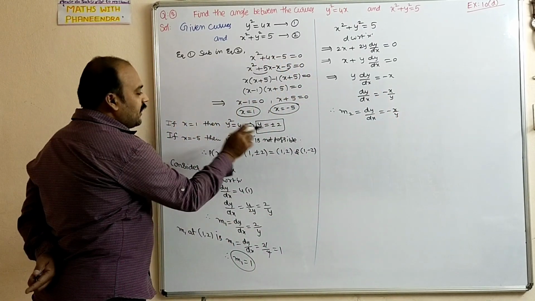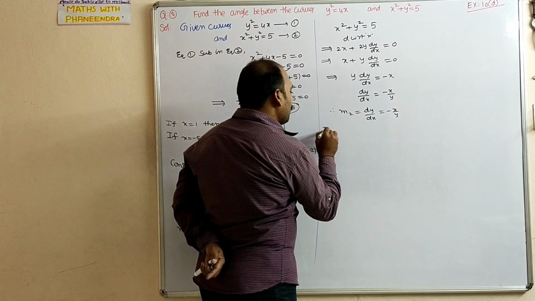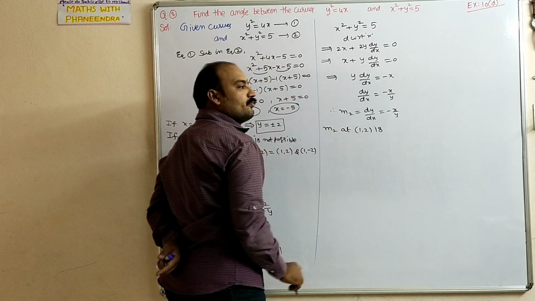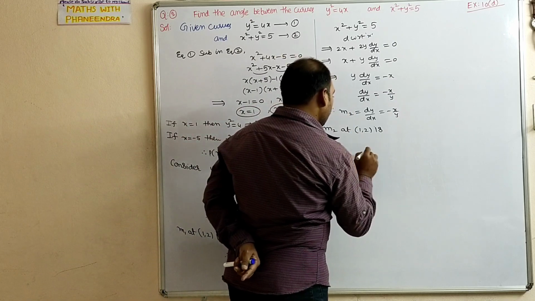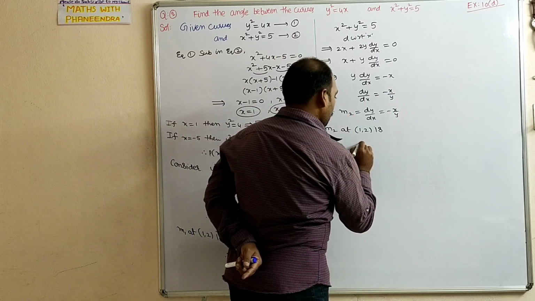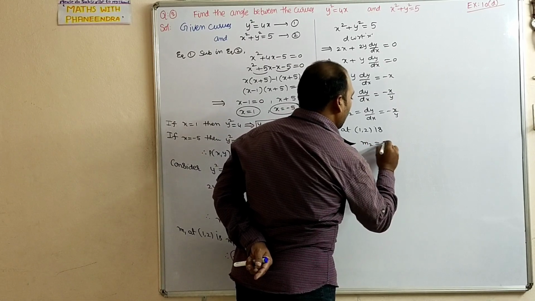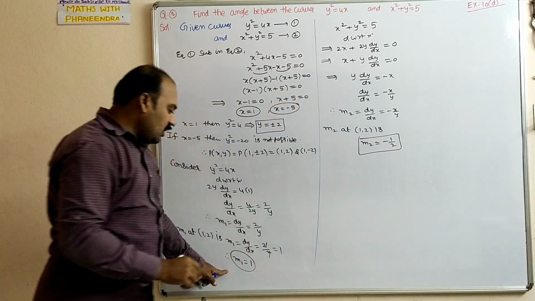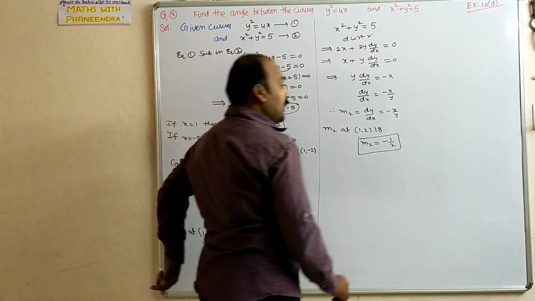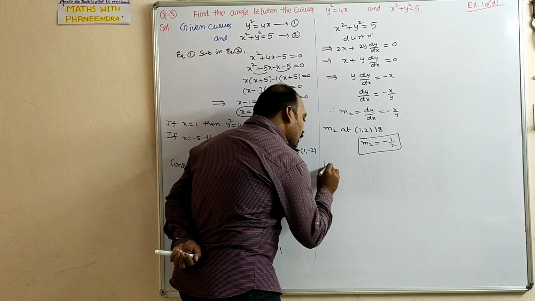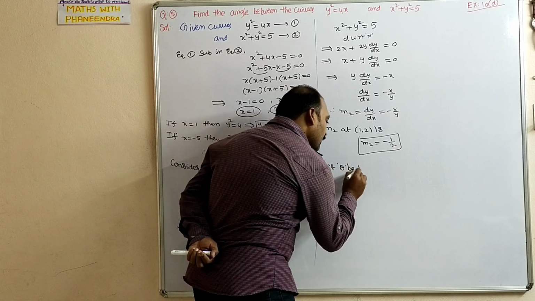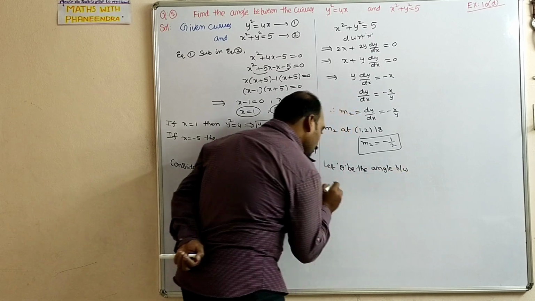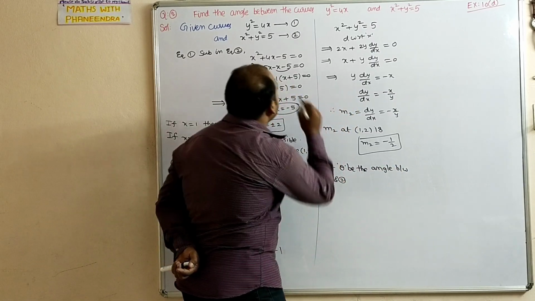m2 at what point can we take? Same point, 1 comma 2. m2 at 1 comma 2 is m2 equal to minus x value, 1, divided by y value, 2. So m1 value we got as 1, m2 value we got as minus 1 by 2. Let theta be the angle between 1 and 2. 1 and 2 are the first curve and second curve.